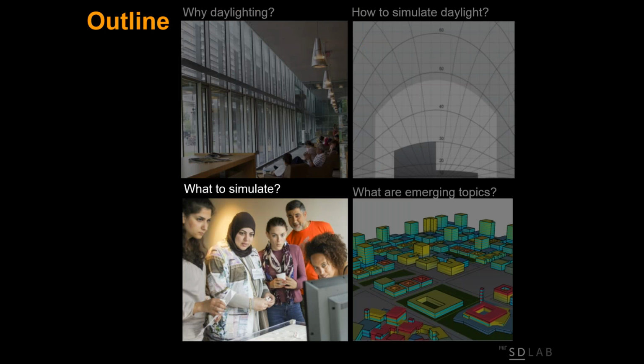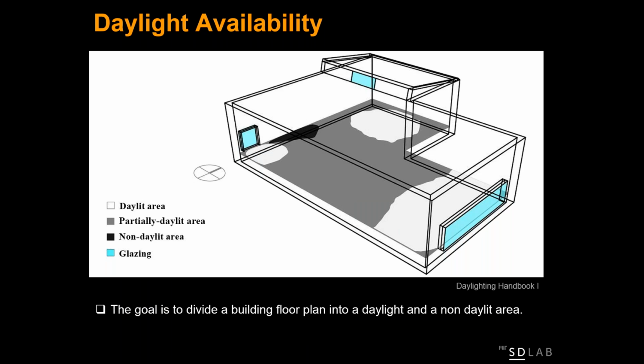So after this, we are now in a situation where we can model the luminous environment in spaces, in principle, anywhere in the world. So this takes us now to the exciting question of, well, what should we actually simulate in the first place? And starting off, thinking of our earlier framework, looking at daylight availability. So how much light do we have in buildings?